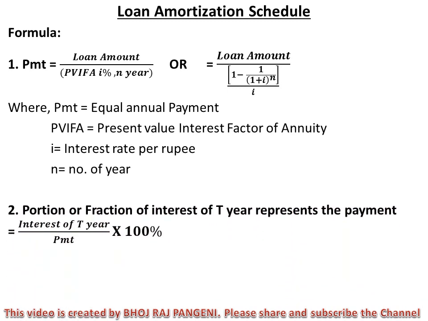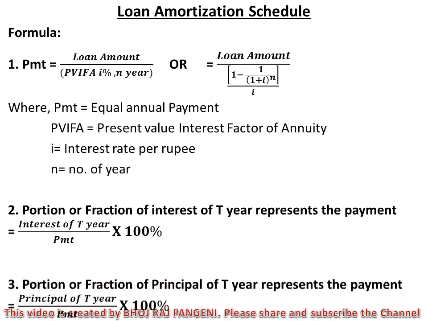Now the number 2 formula: the portion or fraction of interest of T year represents the payment. That means, for any year, what percentage of the payment represents the interest. In this formula, the interest of T year divided by PMT, into 100%. You can write the percentage as a unit.